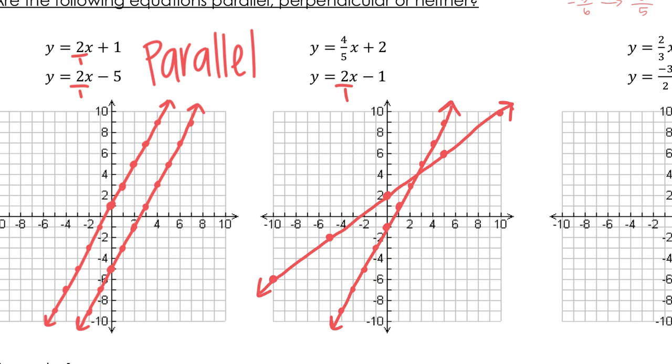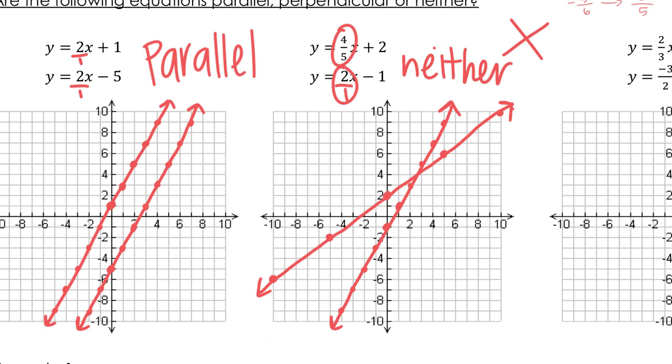Are they perpendicular? They do cross, but in order to be perpendicular, they would have to cross at a perfect T shape or a perfect X shape. And they don't. So in this situation, I would say neither. They're not parallel and they're not perpendicular. Which, looking at our slopes, this one was a 4 over 5 and this one was a 2 over 1. They're not exactly the same to be parallel, and they're not reciprocals of each other, so they're not perpendicular.